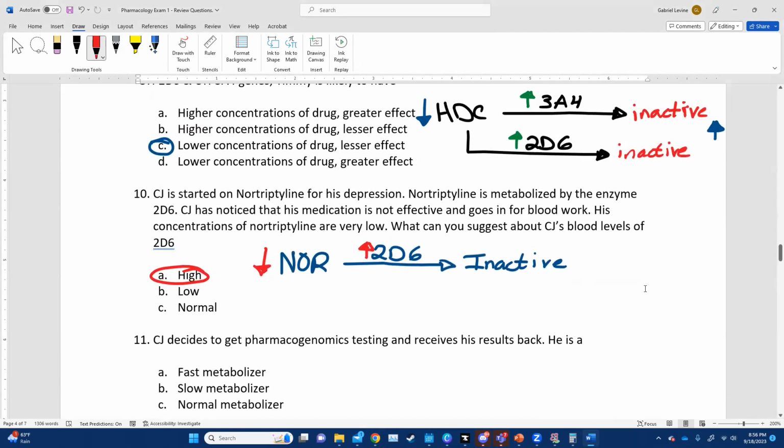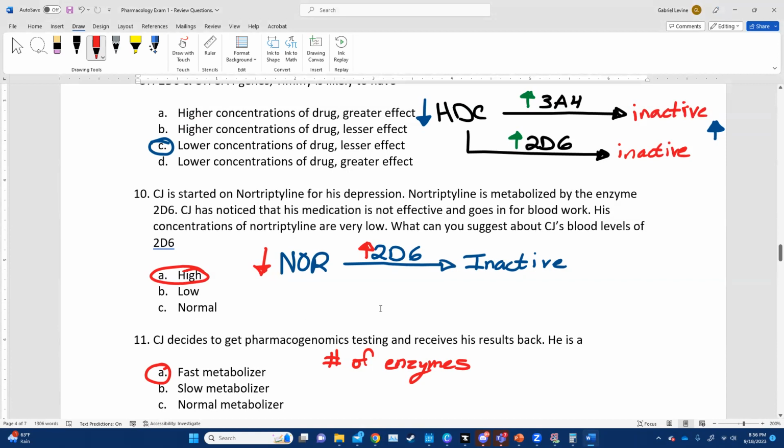If he gets his pharmacogenomic testing back, what would be his kind of metabolizer? Fast? Are we sure? Yes, he is fast. Remember that we are talking about the number of enzymes. So it's not faster because the enzyme is working better. It's faster because we have more enzymes.